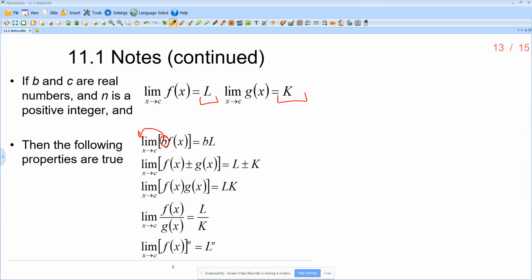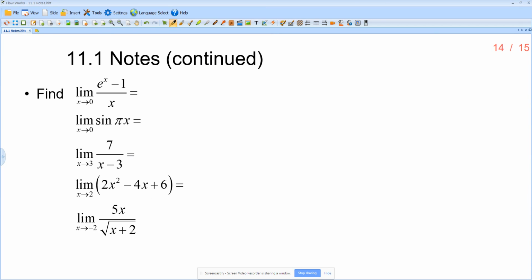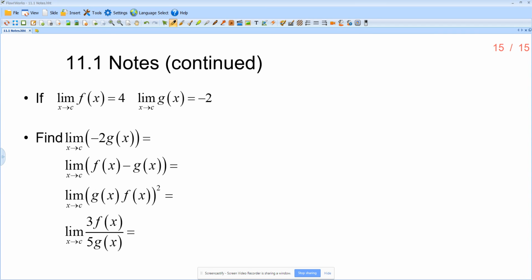And same thing happens with the power. If I want the limit as x goes to c of some function raised to an integer value, I can take the limit of that function and then raise that to the integer value. Okay, having fun here. These examples are just going to be examples that we do in the examples video. This is a super important slide to watch, and then just some more examples.